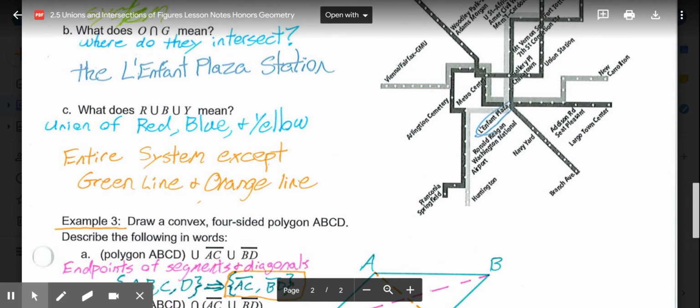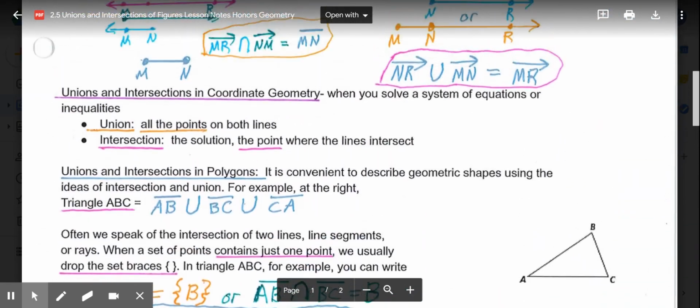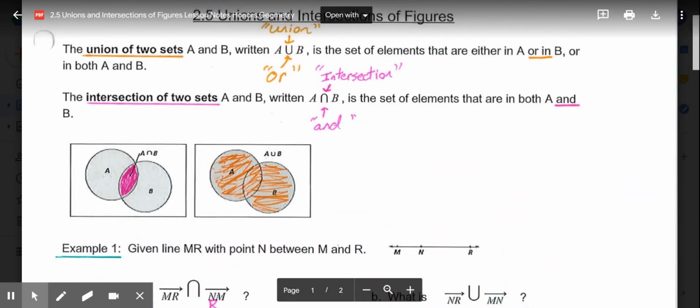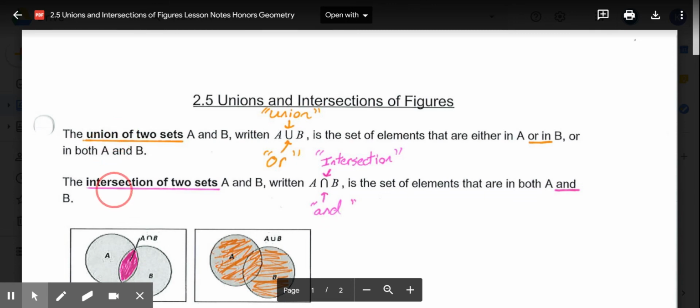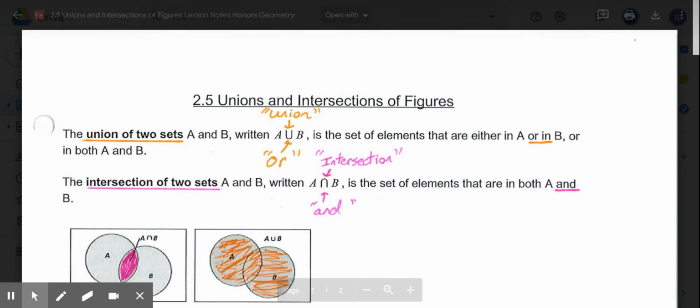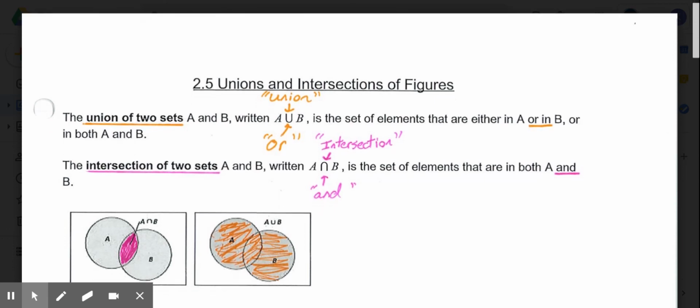But going back to the main idea of this lesson, it can all be boiled down to the idea of unions and intersections. Unions are what are in one set or the other or both. Intersections are what is contained in both sets, or what's shared in both sets.